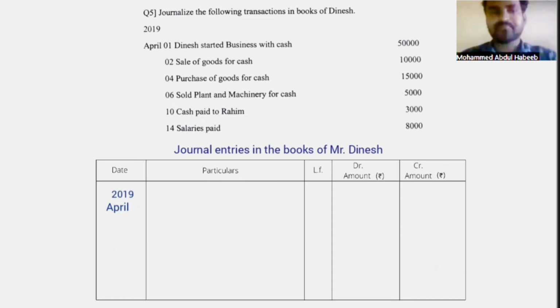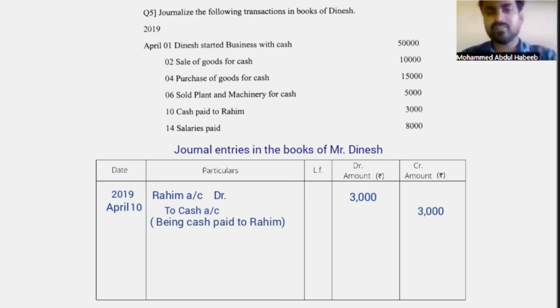Then we have a transaction on April 10, cash paid to Rahim 3,000. So here we are paying cash. Cash is going from the business, so cash will be credited, and Rahim is the receiver of the amount, so Rahim name will be debited. Here the date will be taken as April 10, and the journal entry will be Rahim account debit 3,000 to cash account 3,000, and the narration will be being cash paid to Rahim.